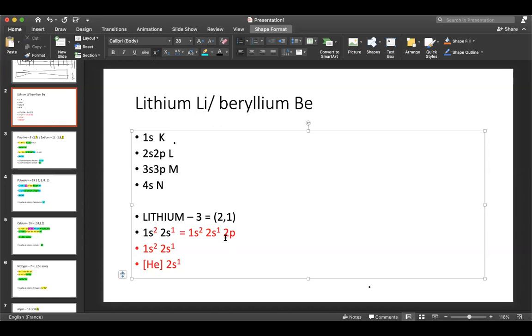Now, the 2p will not be occupied because there is no electron to occupy this shell.